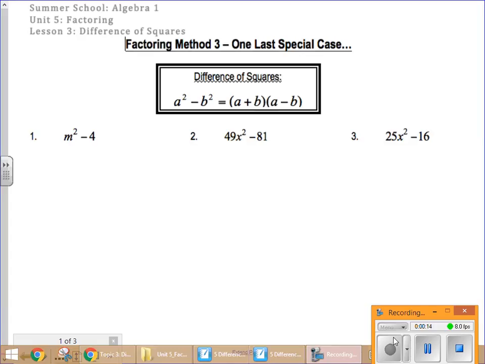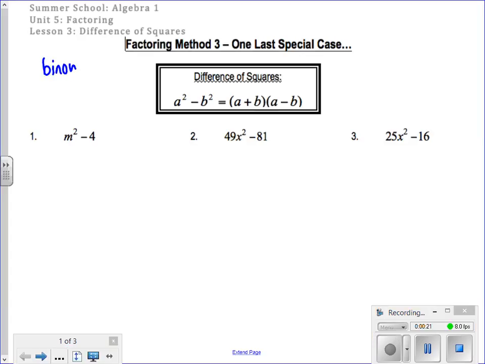It happens when you start with a binomial. A binomial has only two terms. So if you look through the notes, all of these problems only have two terms to them. Okay? So what's special about these two terms is they're both perfect squares. A perfect square is a number that you can take the square root of.